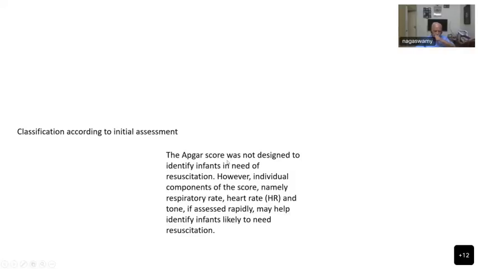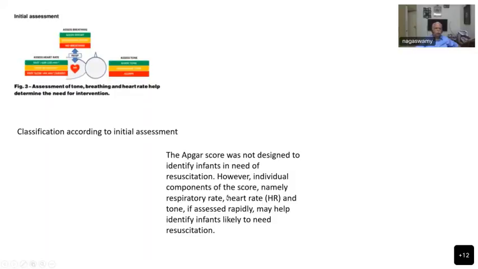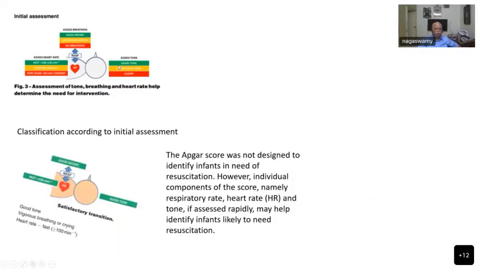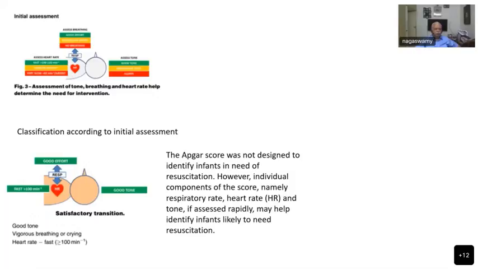But two components of APGAR, the respiratory and heart rate, and the tone, are taken into account. So the initial assessment of the tone, breathing and heart rate helps determine the need for resuscitation. If there is good breathing, good heart rate, good tone, it's a normal baby, just leave it. Then if you are just giving respiratory support and there is a good tone, vigorous breathing, then that is a satisfactory transition from fetal life to extrauterine life.